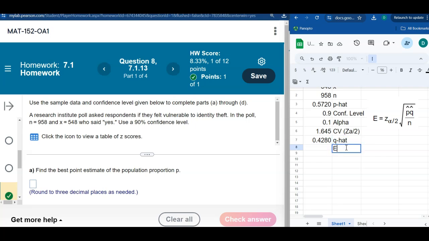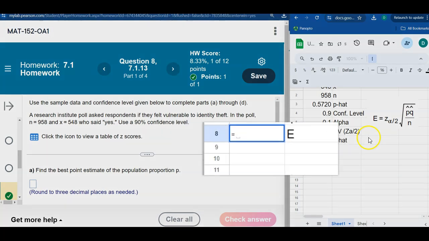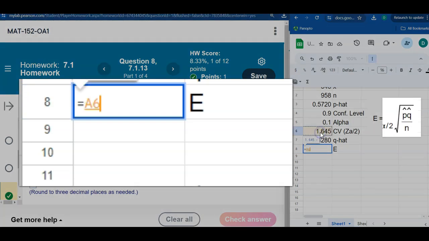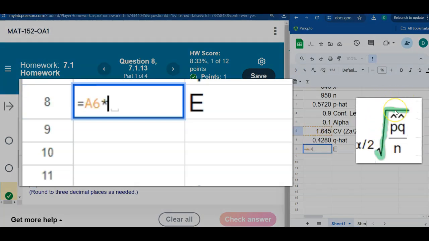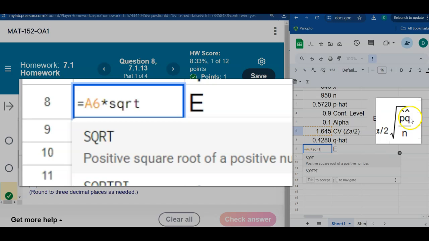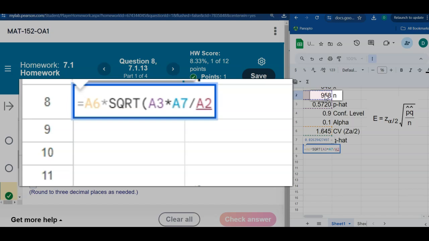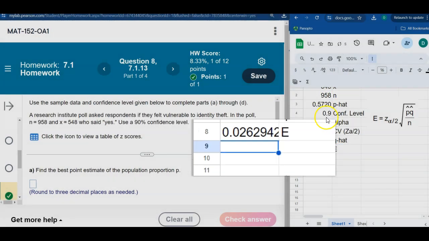So E, margin of error, equals Z alpha over 2. That's what we just did right here, the 1.645. I'm going to click that, times the square root, SQRT, and then what's inside? P hat times Q hat divided by N. So there's P hat, I'm going to click that number, times Q hat, there's that number, divided by N, there's that number. Close those parentheses, so there's my margin of error.